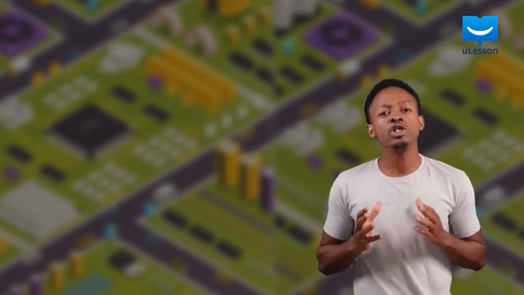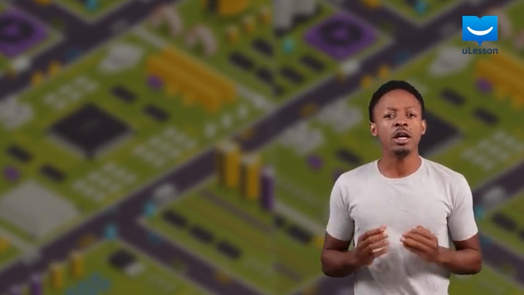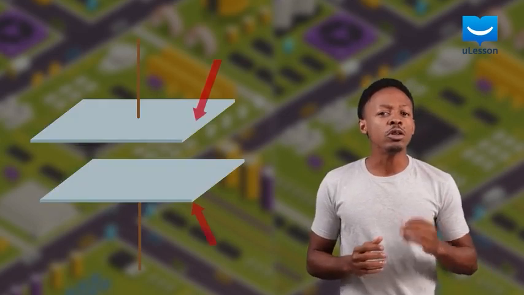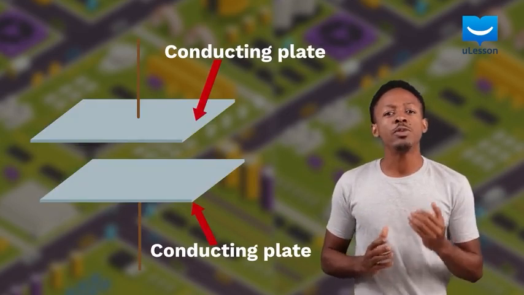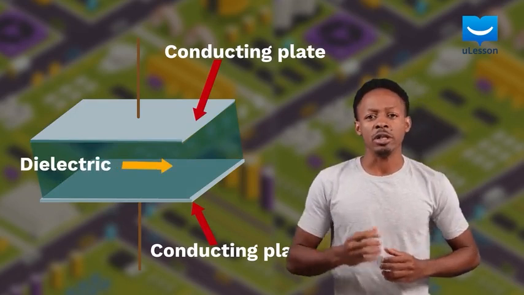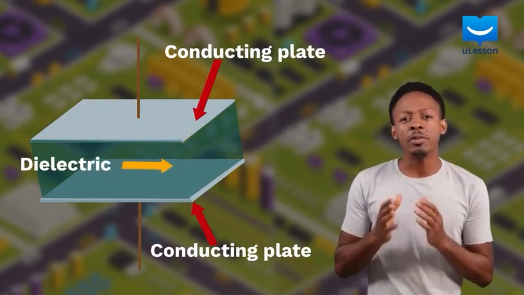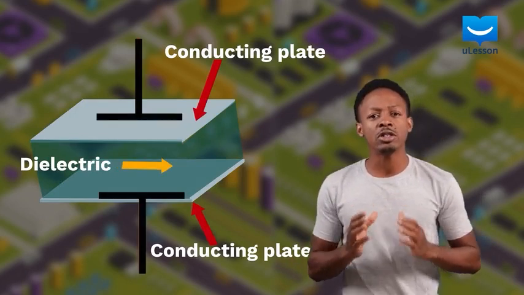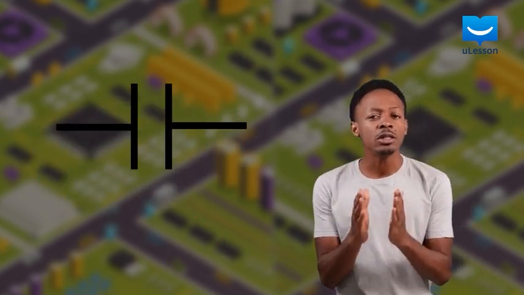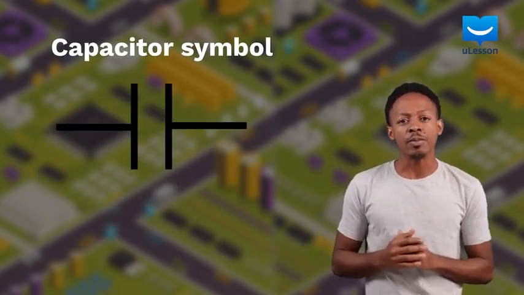In our lesson titled Stay Charged, the capacitor, we introduced the capacitor as an electrical component that is used to store charges in an electric circuit. It is made up of two conducting plates that are separated by an insulator known as a dielectric. The symbol representing the capacitor in an electric circuit looks like a capacitor too. It is made of two lines with a space between them.